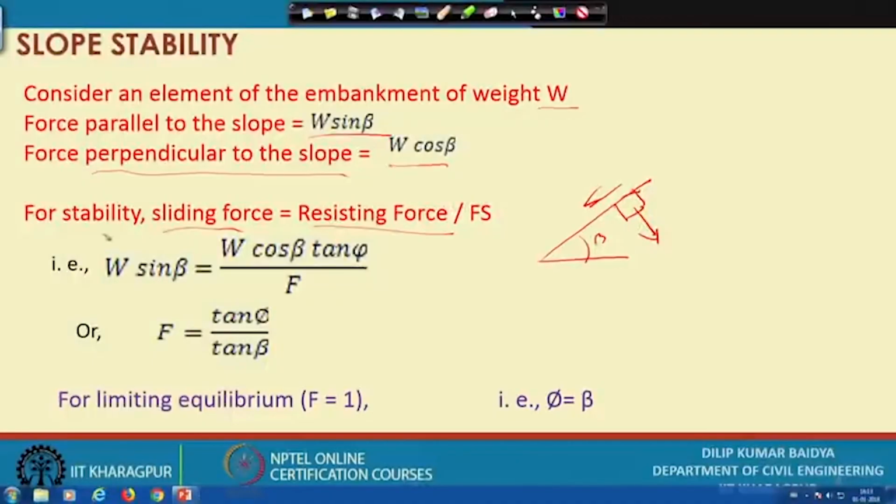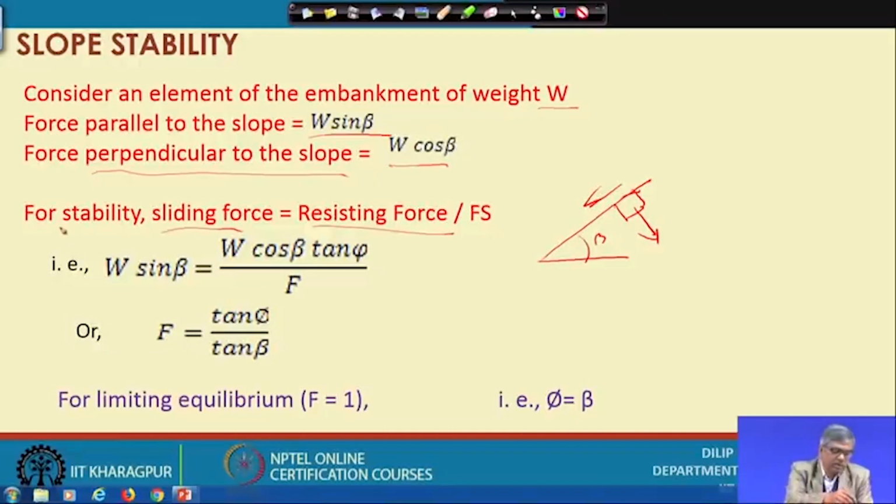Because of that, we always want a stable slope, and for the stability requirement, the sliding force must be equal to the resisting force divided by the factor of safety. So, the sliding force should be small, and the factor of safety should always be greater than 1. So, the sliding force should be smaller than the resisting force.